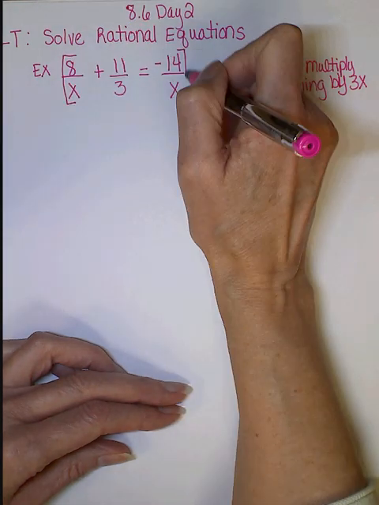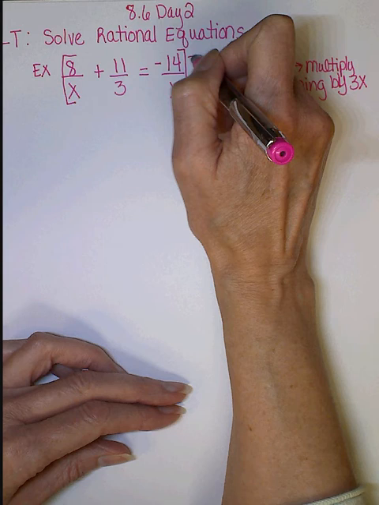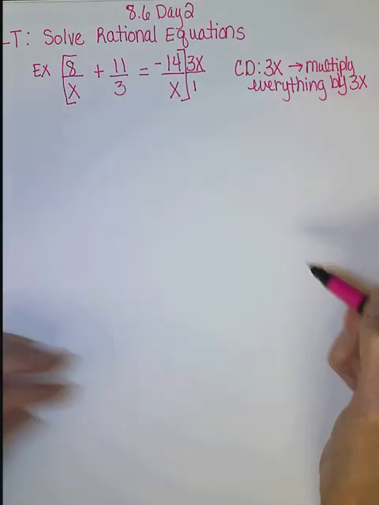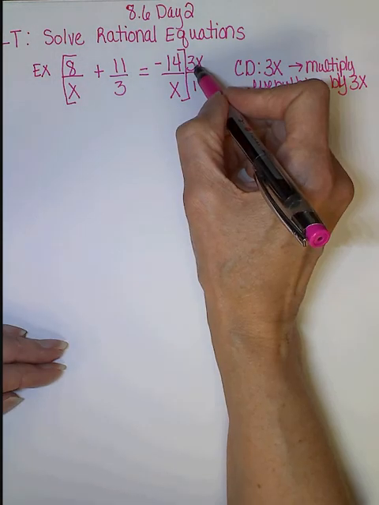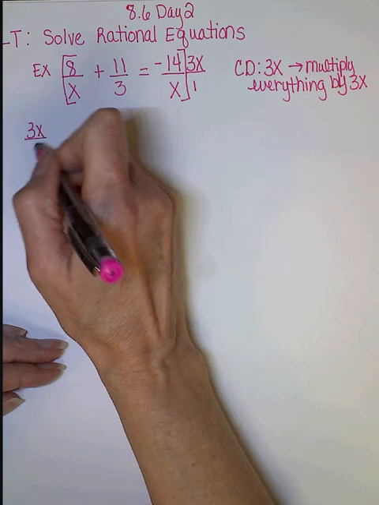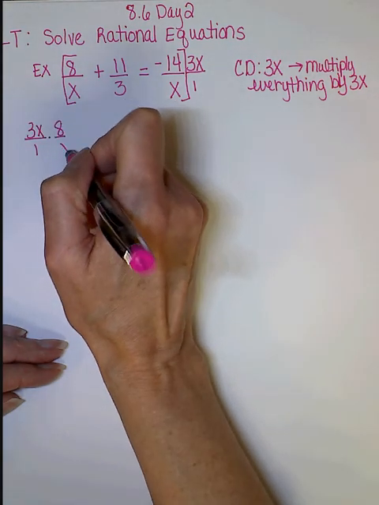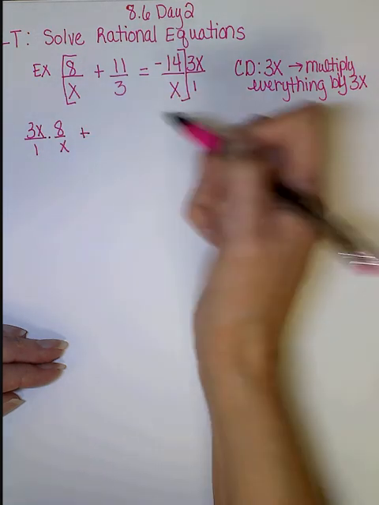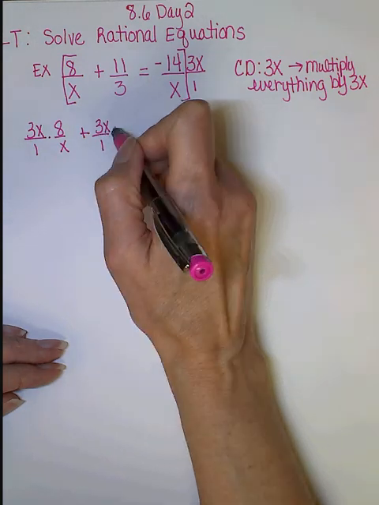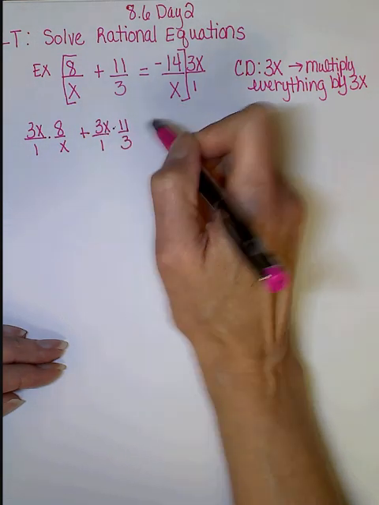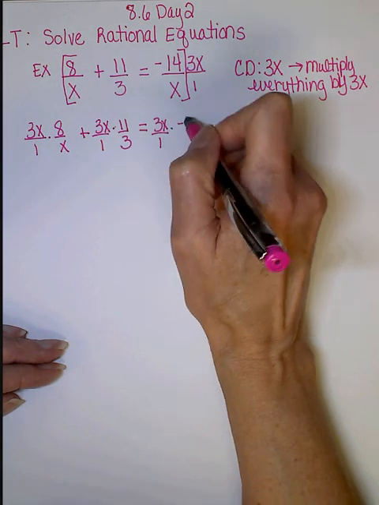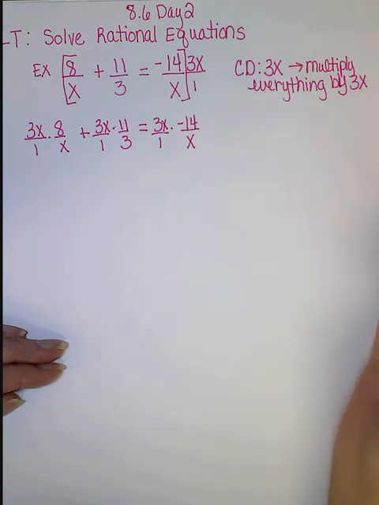I'm going to take this whole thing and multiply everything by 3x, and if you want to, you can write that over 1. Think of this as the distributive property, so I'm going to multiply 3x over 1 times 8 over x. And then I'm going to multiply 3x over 1 times 11 over 3. And I'm going to do the same thing to the negative 14 over x.